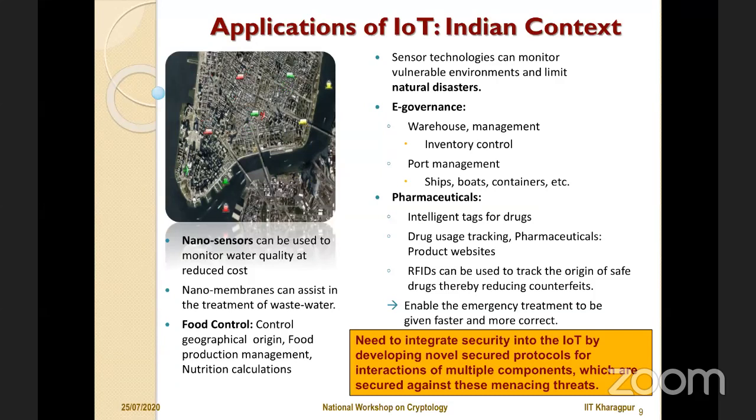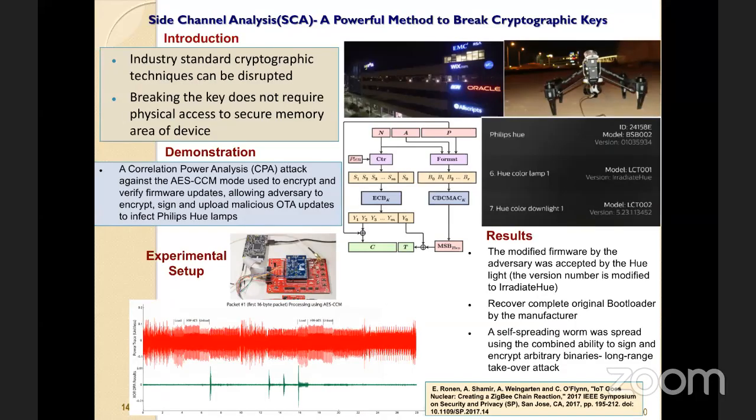So let me try to give an example where side channels are relevant in the IoT context. There was a very nice paper published in the IEEE Symposium on Security and Privacy, which is one of the top conferences in security, titled IoT Goes Nuclear: Creating a Zigbee Chain Reaction. I will try to give an overview behind this attack. This attack was demonstrated in Israel.